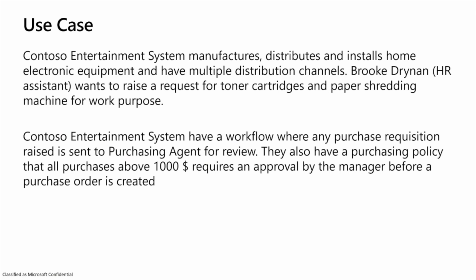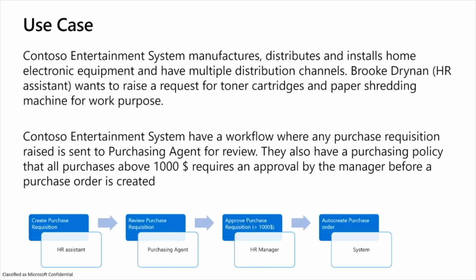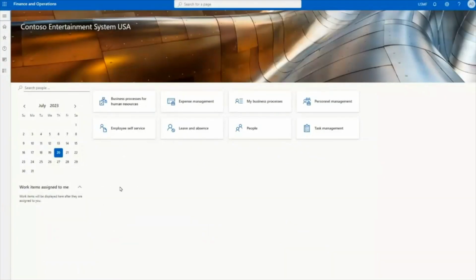order is created. So in this use case, we will first create a purchase requisition as HR assistant. Then the purchasing agent will review and update the purchase requisition. Based on the workflow, the requisitioner's manager will approve the purchase requisition. And finally, the purchasing policy is set up to auto-create a purchase order from the approved purchase requisition. Now let's dive into the system and see how this works.